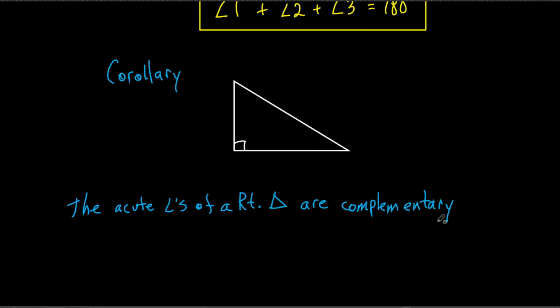They make 90 degrees. That's right. So the word complementary means angles that add up to be 90 degrees. Supplementary, they add up to be 180. Complementary, they add up to 90.